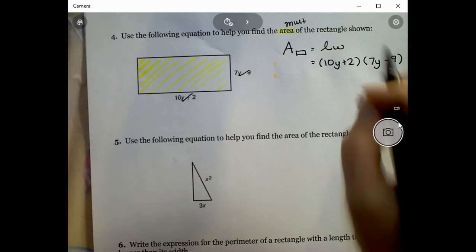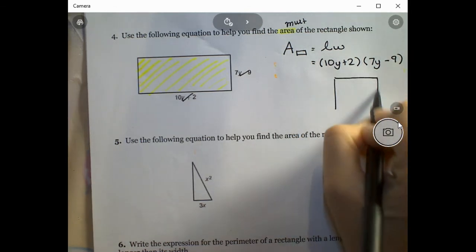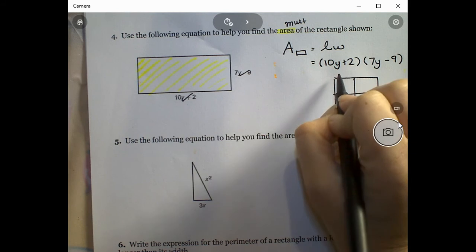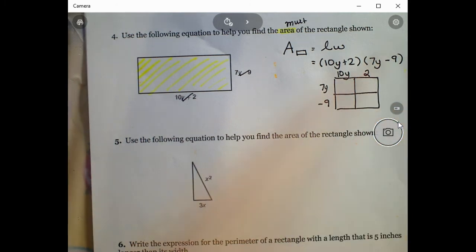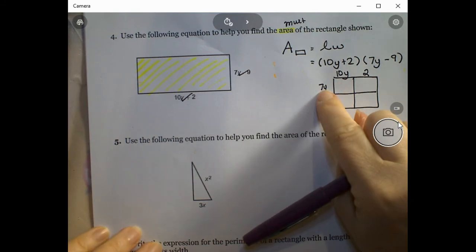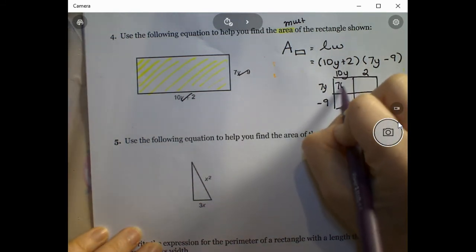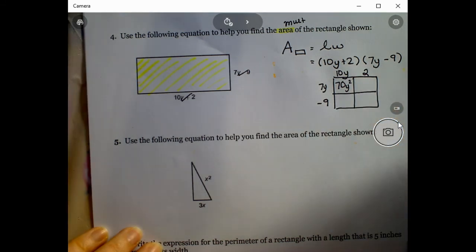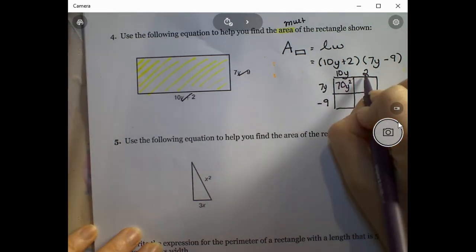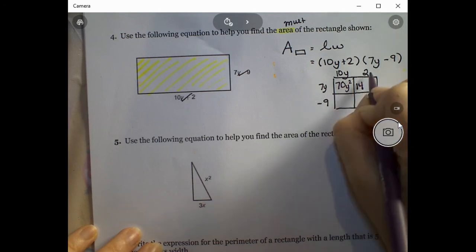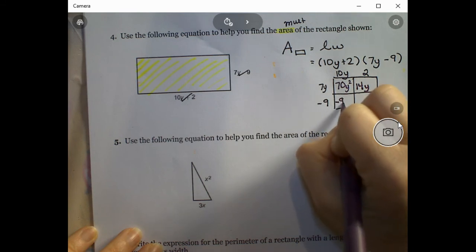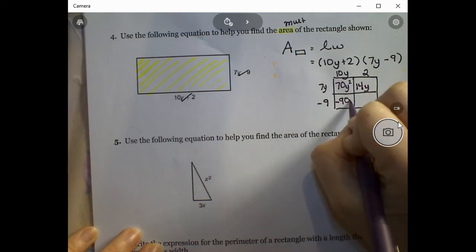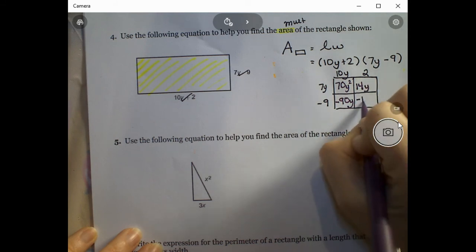The rule for multiplying polynomials, the way we've done this in class, is we've made a box. I hope that helps you remember. And then we multiply. 7 times 10 is 70. Y times y is y squared. 7 times 2 is 14. Y, and there's no y there, so we just have 1. Negative 9 times 10 is negative 90, and there's only a 1y. Negative 9 times 2 is negative 18.